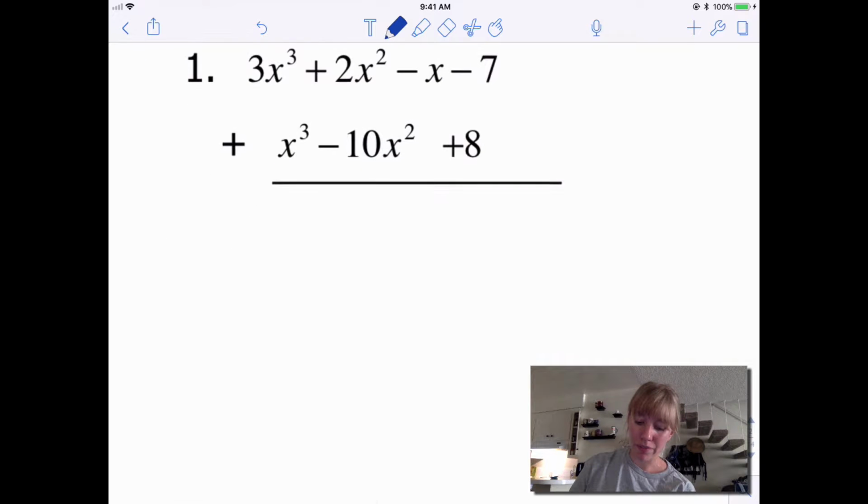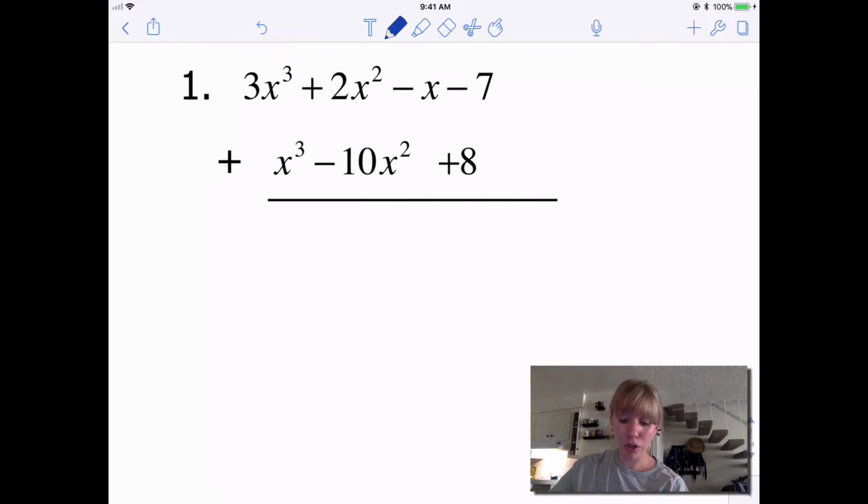So let's do an example here. Number 1, 3x cubed plus 2x squared minus x minus 7 plus x cubed minus 10x plus 8. I'm adding here, so I can just add all of my like terms. I look first, I have an x cubed term and an x cubed term. They're lined up, so I can just add straight down. I've got 3 plus 1 is 4. My x cubes don't change. You think about it like adding apples. If you have 3 apples and then one more apple, the apple doesn't change, the thing. It's just how many I have.